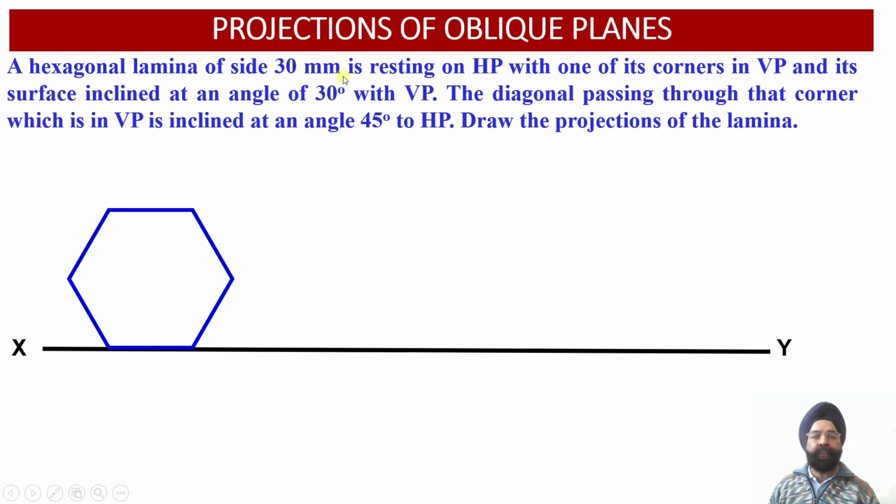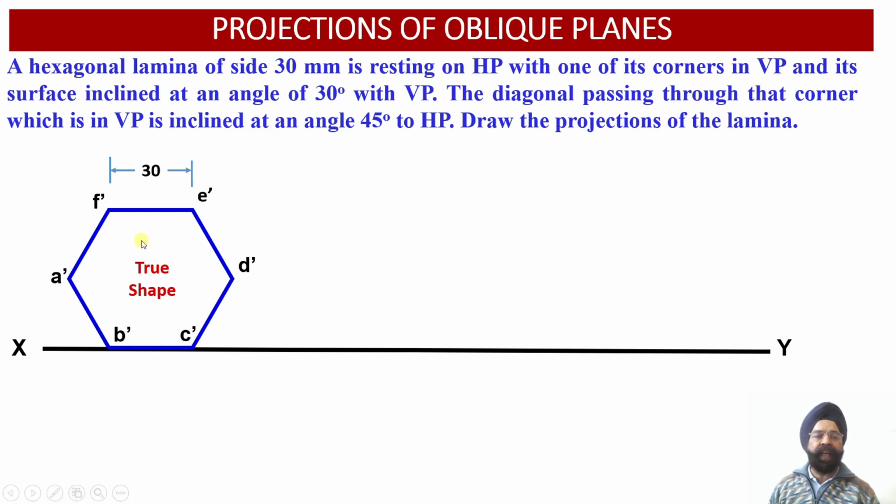Another condition we have to satisfy is that this lamina is resting on the horizontal plane on one of its edges. So both conditions are satisfied here. This lamina is contained by the vertical plane. This is the edge length, that is 30 millimeter. With this edge length, we have drawn the true shape of this lamina as contained by the vertical plane. So we have got A dash, B dash, C dash, D dash, E dash and F dash as the front view projections of this lamina.